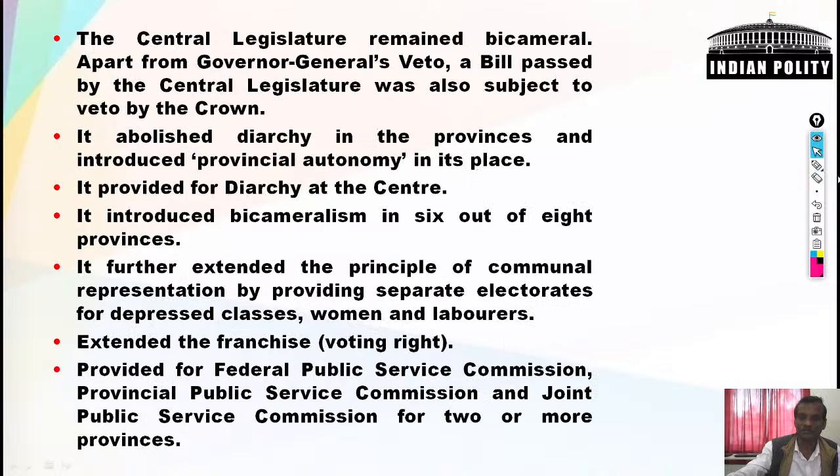We are going to finish it and we'll have questions, 20 questions on that. Okay, so central legislature remained bicameral apart from governor's veto. A bill passed by the central legislature was also subject to veto by the crown. Bicameral, उसको रखा. Okay, it abolished diarchy, that is important. It abolished diarchy in the provinces and provided diarchy at the center, but could not be implemented.